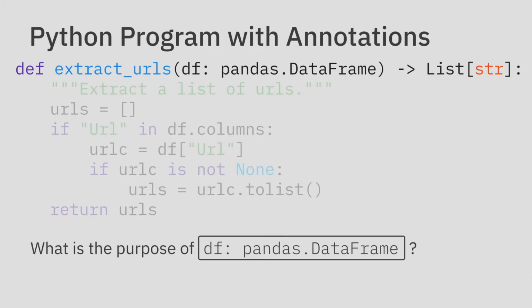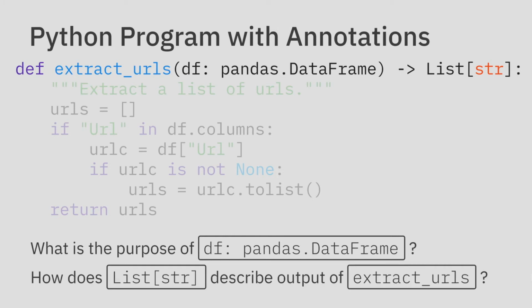The first question to ask is, what is the purpose of df: pandas.DataFrame? df is the variable, and pandas.DataFrame is the type annotation for the variable. This type annotation tells the programmer, and the tools used by the programmer, that df contains tabular data in the form of a data frame.